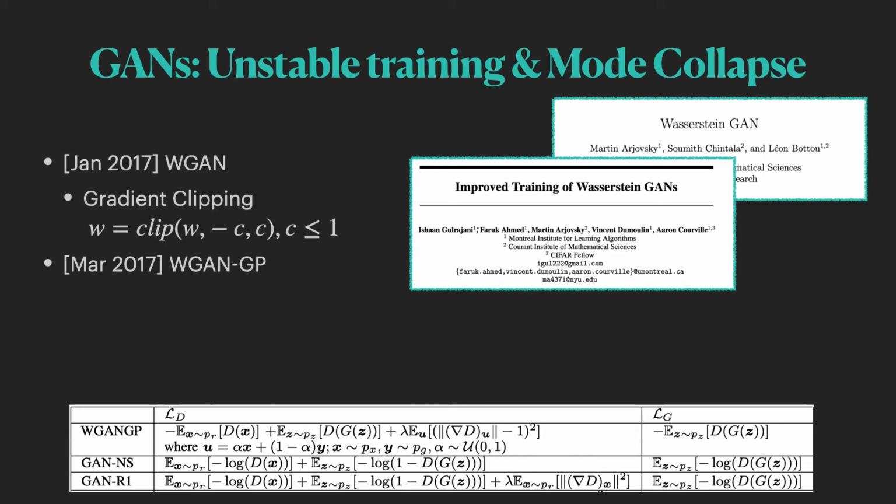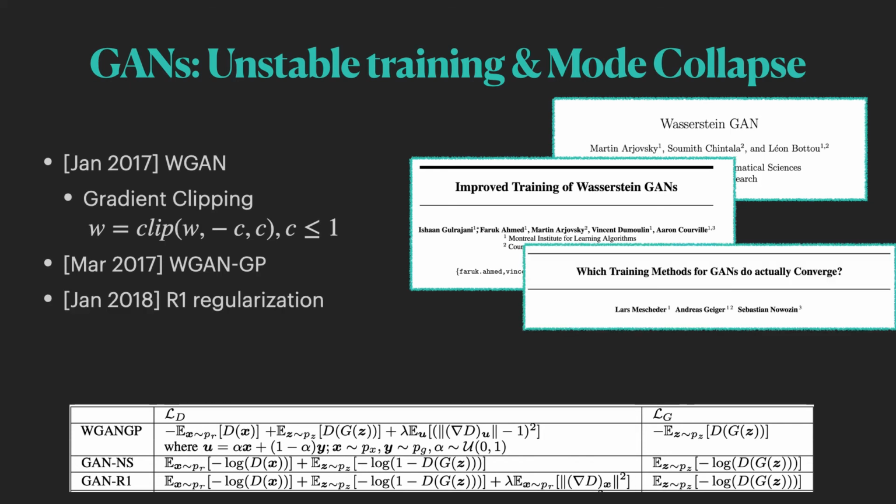It added regularization to the gradients of a random point between real and fake data points, and penalized gradients that are larger than 1. Next, in the paper Which Training Methods of GANs Actually Converge, the authors realized that the important part of the gradient penalty was applying it to the real data points, and that's what can stabilize non-saturating GAN as well.